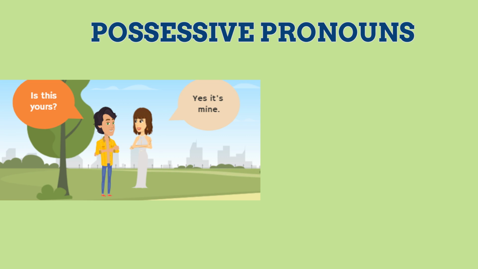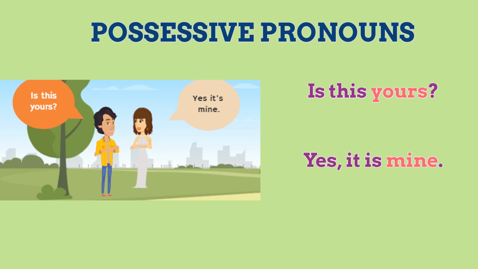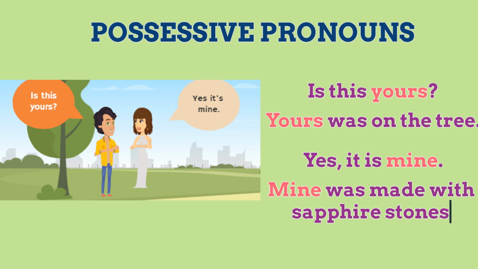Take a look at these sentences. Is this yours? Yes, it is mine. Yours and mine are possessive pronouns. Now, how can you differentiate them from those that behave like adjectives? It is that you can make a whole sentence with them. Crazy, isn't it? Let's take a look. Is this yours? Yours was on the tree. It refers to the bracelet that got lost. Yes, it is mine. Mine was made with sapphire stones. It is describing the bracelet. I hope that these examples are giving some clarity.